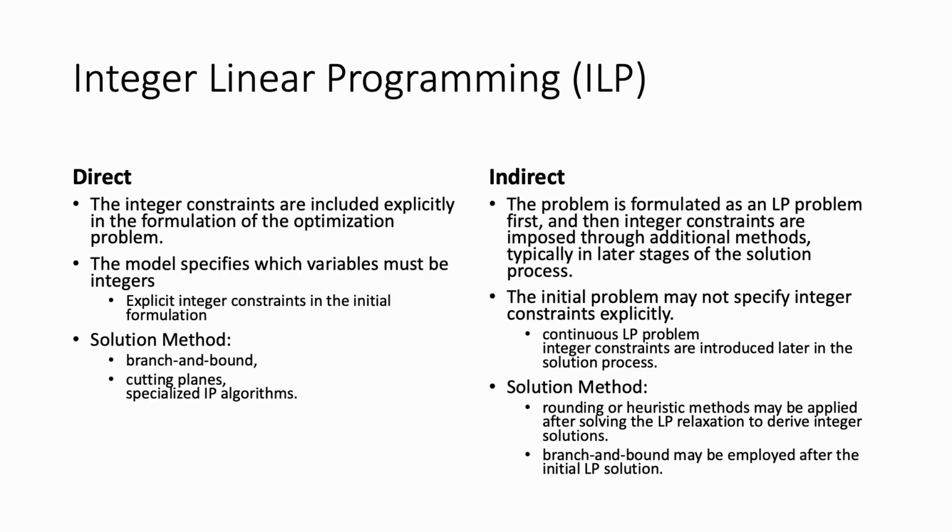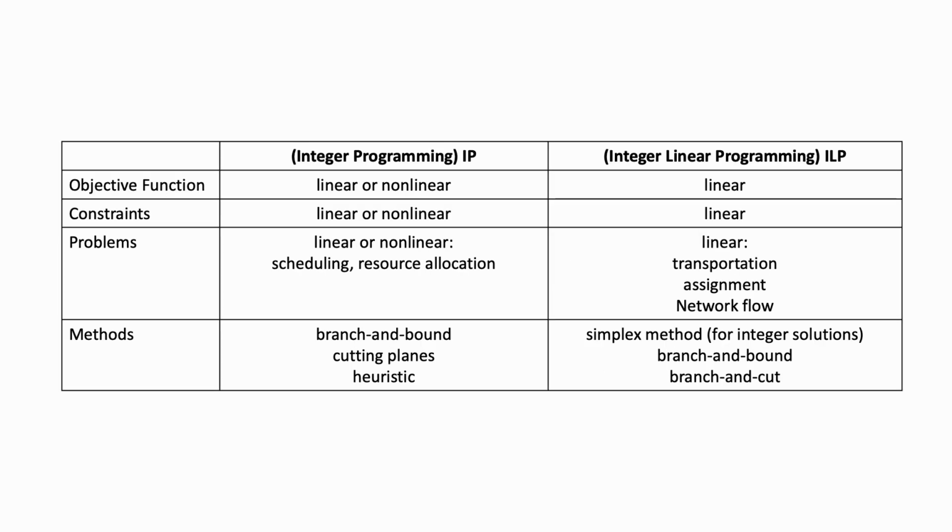So common solution methods used are the branch and bound and the cutting planes methods. In the indirect LP, we can also use the branch and bound and the cutting planes after the LP relaxation is solved. So the table here summarizes the differences between IP and ILP in terms of objective function formulation, constraints, type of problems, and the methods of solving.